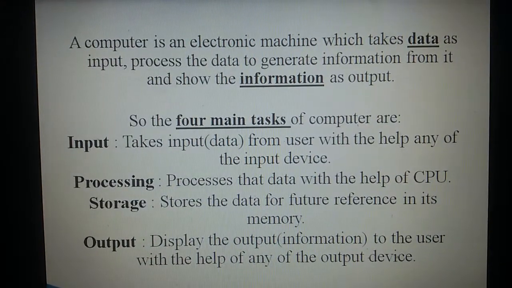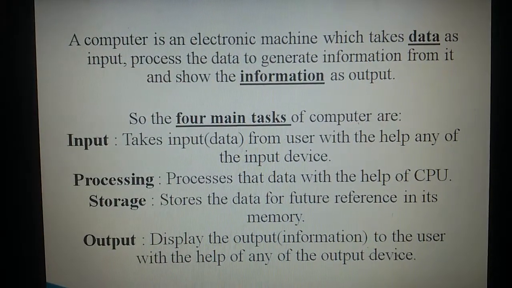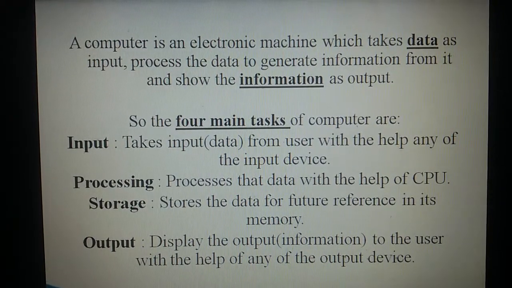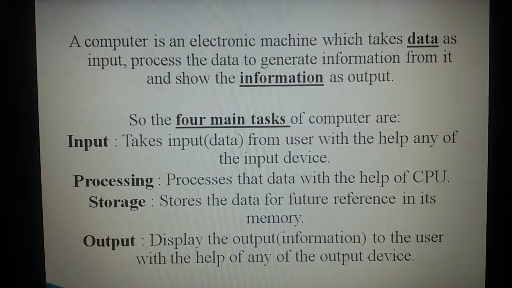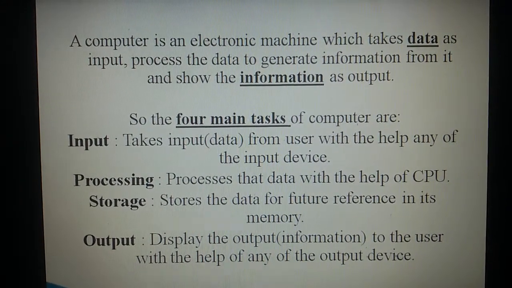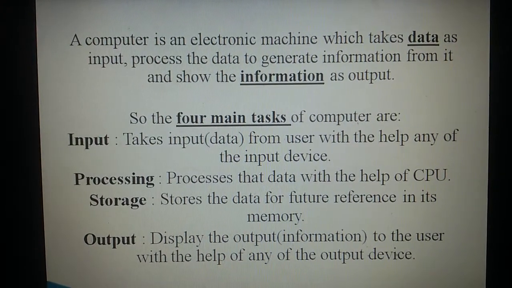The most commonly used device, the computer, has its own known definition: a computer is an electronic machine which takes data as input, processes that data to generate information from it, and shows the information as output. These three lines within themselves elaborate the four major tasks performed by the computer.